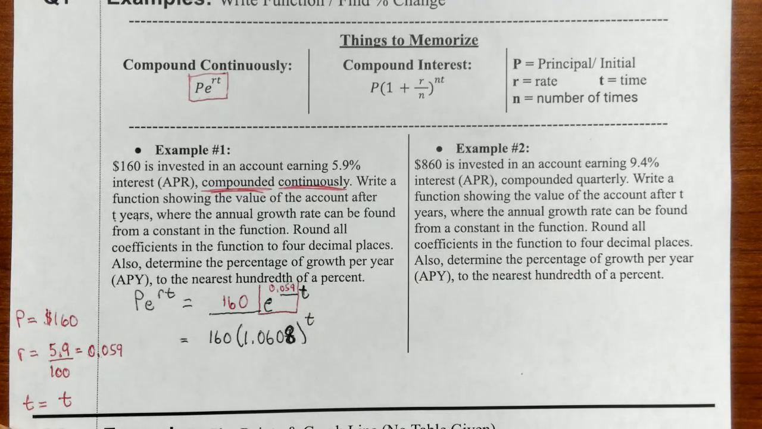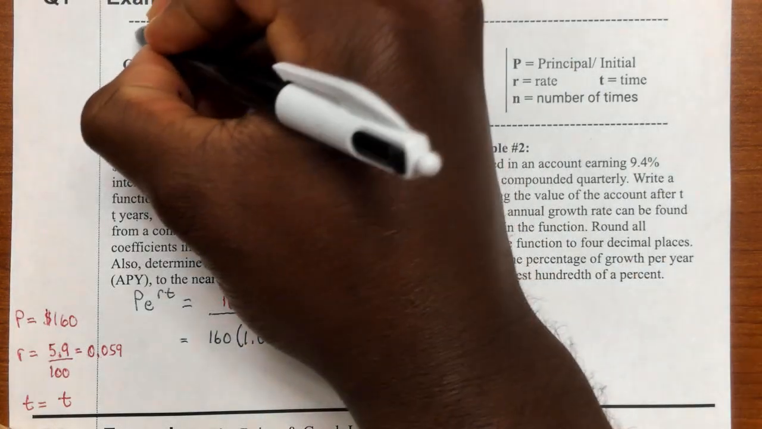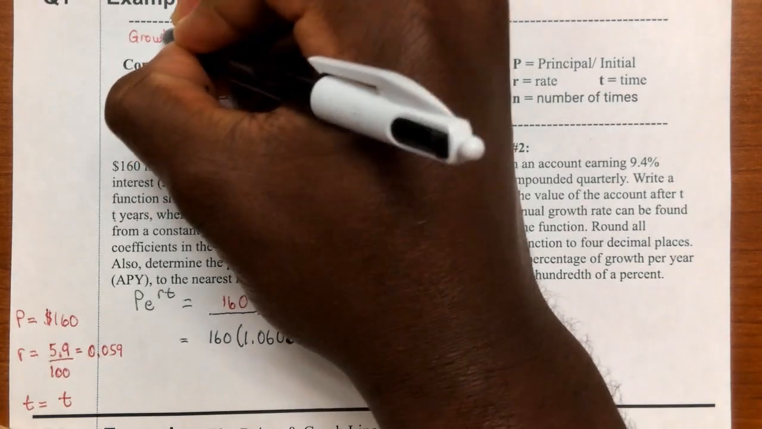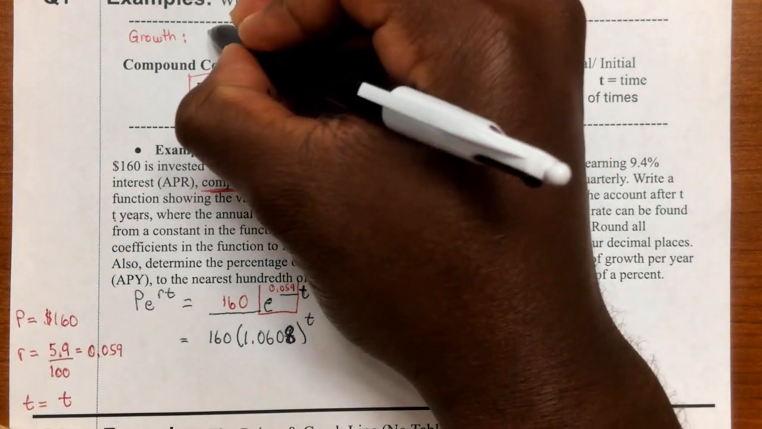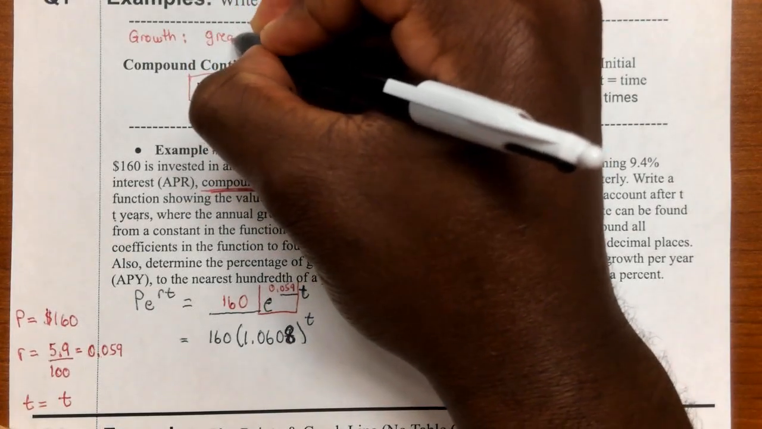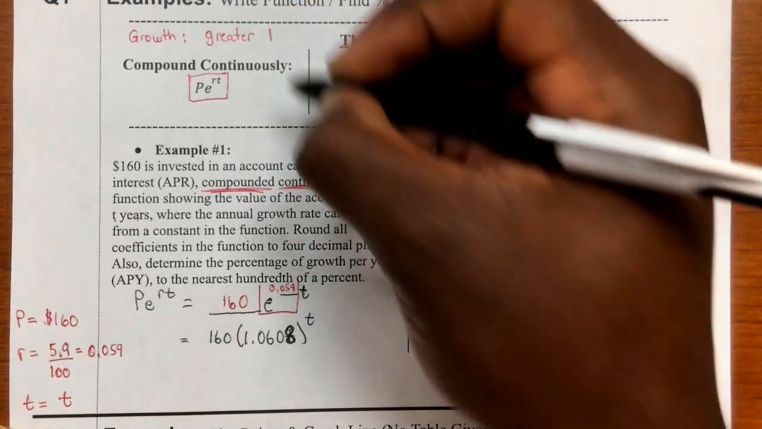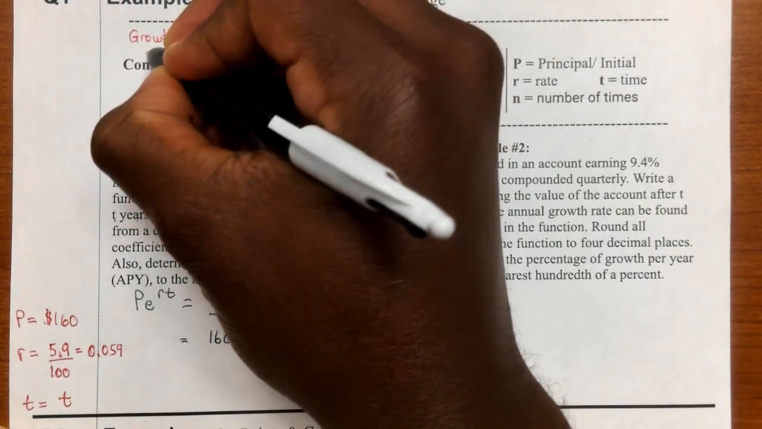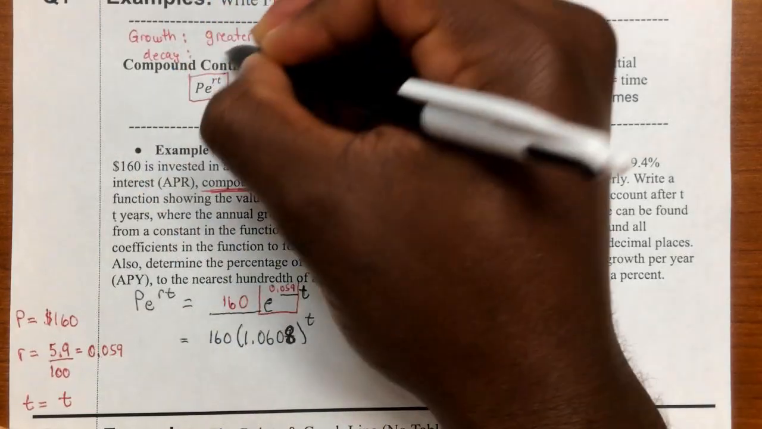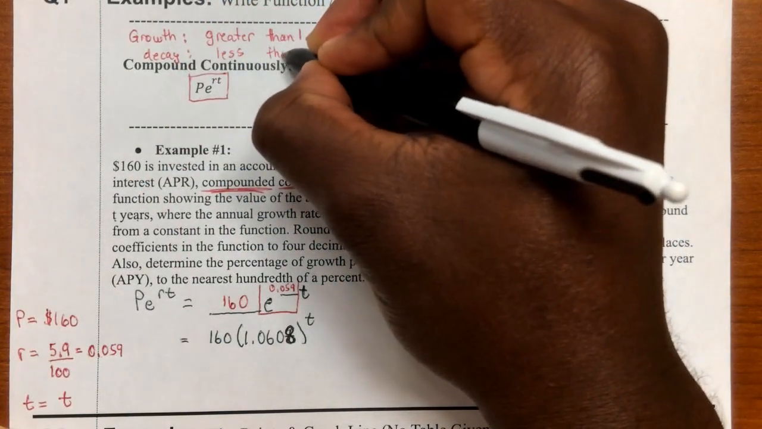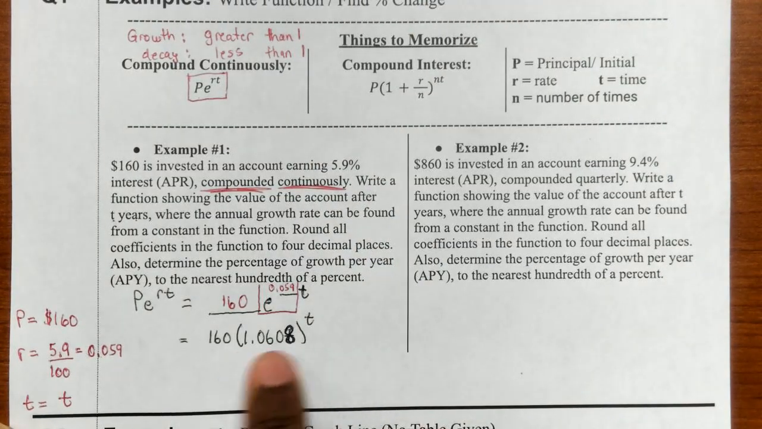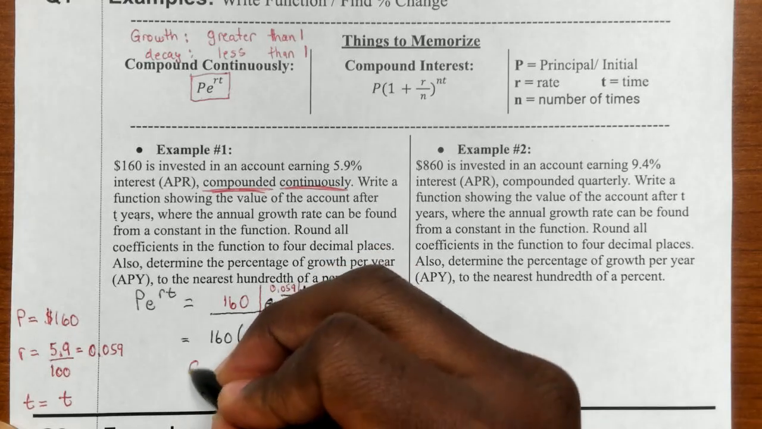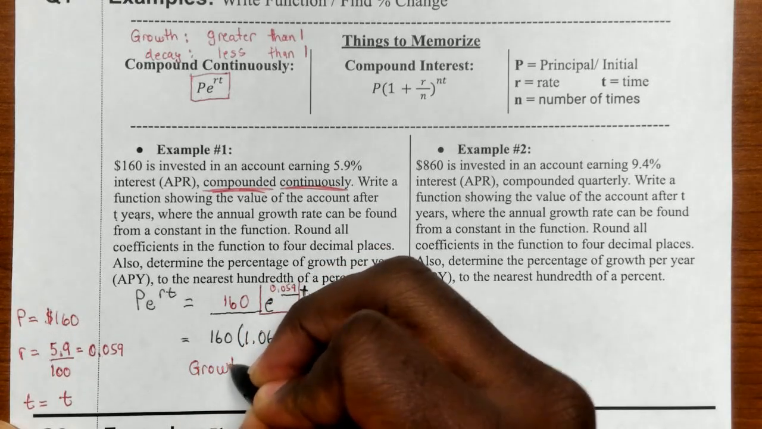So now I need to evaluate whether it's a growth or a decay. Growth means that the number in the parentheses is greater than 1. So it has to be greater than 1. Okay? Whenever it's a decay, that would mean it is less than 1. Okay? And that would be the number that's inside of the parentheses. So in this case, guys, this is a growth, because the number in the parentheses is greater than 1.